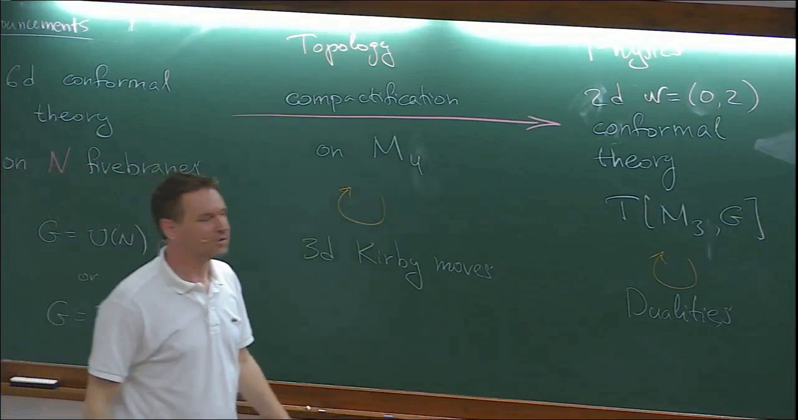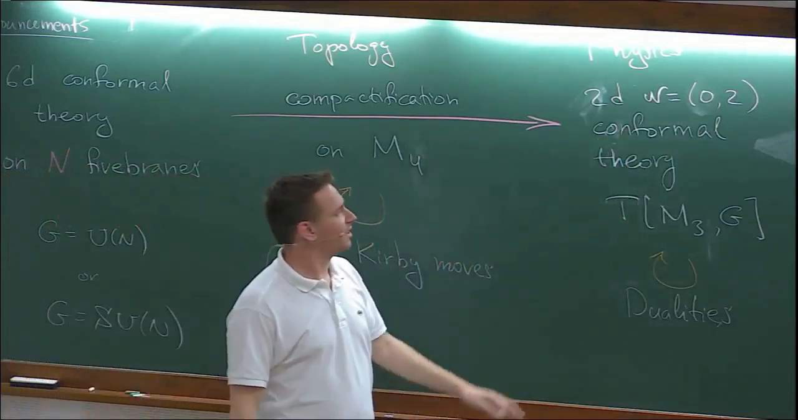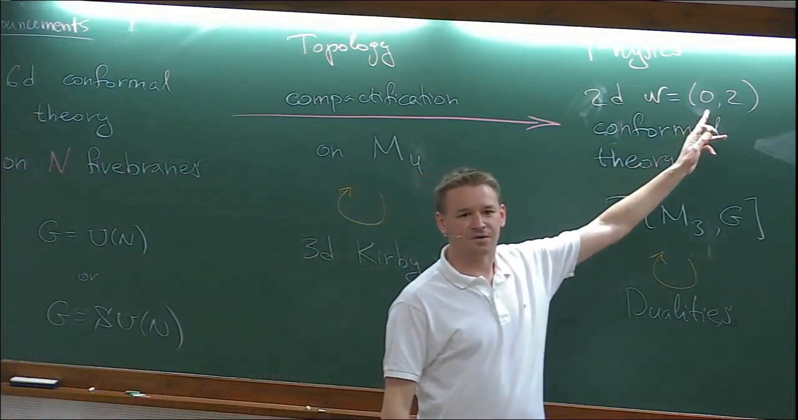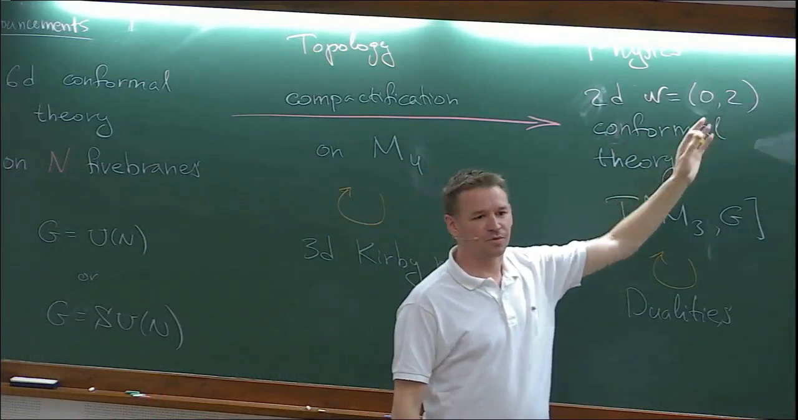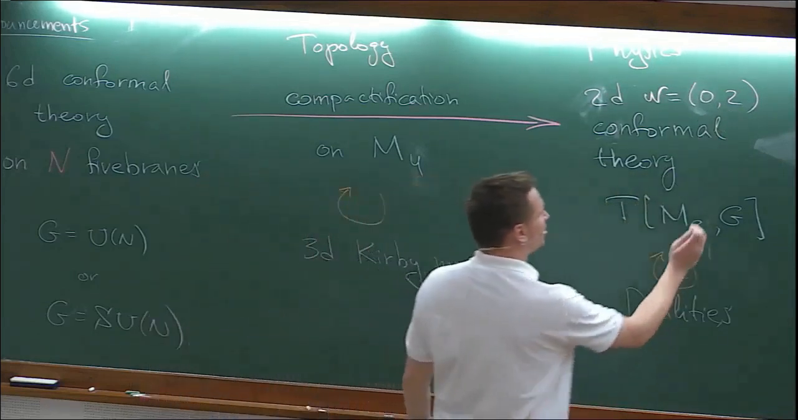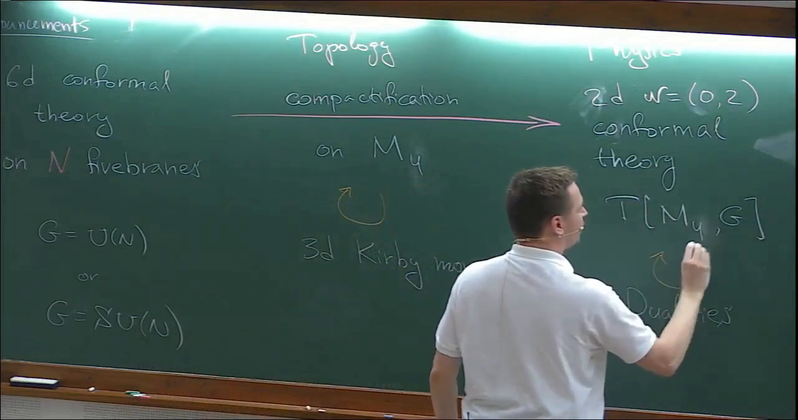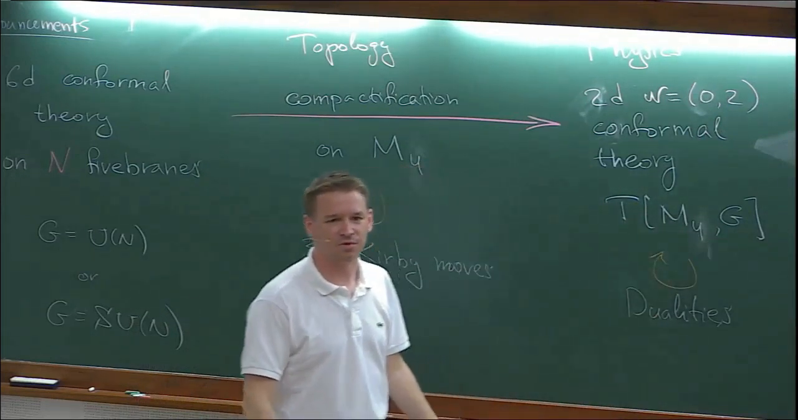The corresponding statement in 2 dimensions will be that it's a (0,2) supersymmetric conformal field theory. It's a simple calculation to see the supersymmetry preserved. Namely, it's non-supersymmetric, that's the 0, in the left-moving holomorphic sector, and it's N=2 supersymmetric in the right-moving anti-holomorphic sector. So this theory is traditionally called T[M4], or if you want to be pedantic and emphasize the root system, T[M4, G].